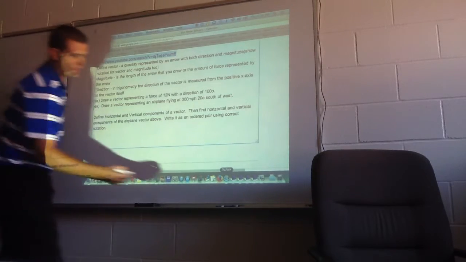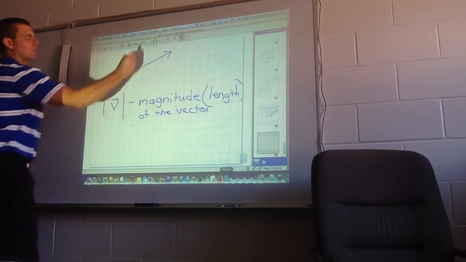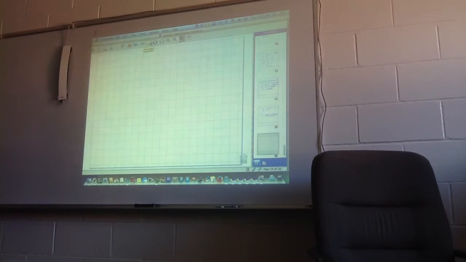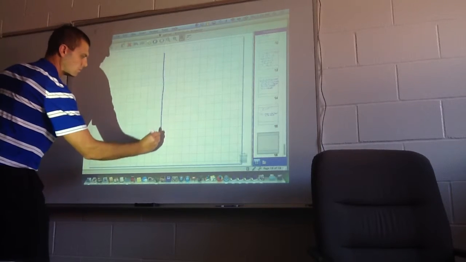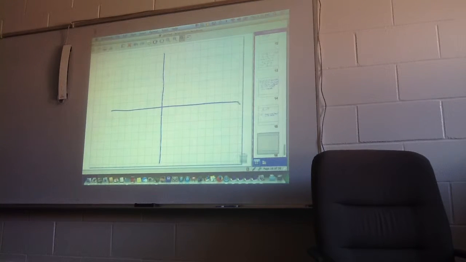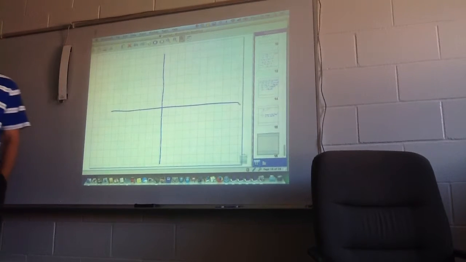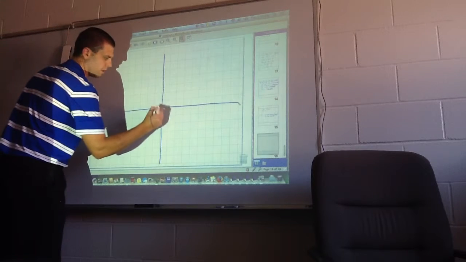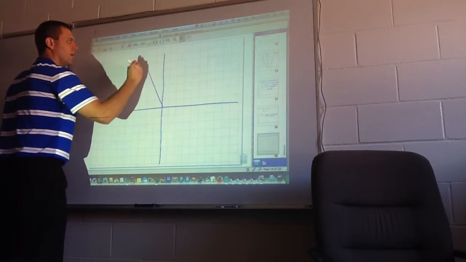So, when you go to do this, when you draw a vector, I would first draw your x and y axis. And I'm going to draw a vector of 12 newtons at 100 degrees. First of all, start your vector at the origin. Start your arrow at the origin. And if you're going to draw your arrow in the direction of 100 degrees, where will you be drawing your vector, your arrow? Second quadrant, right? This part, you don't need to draw it to scale as long as you label it.